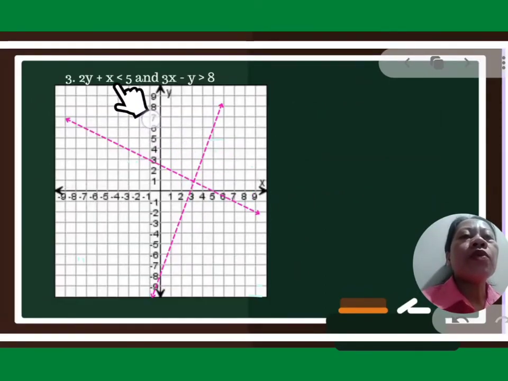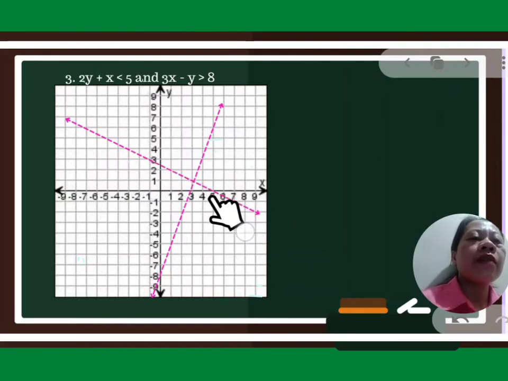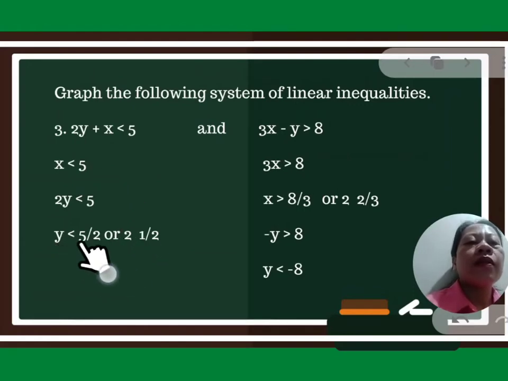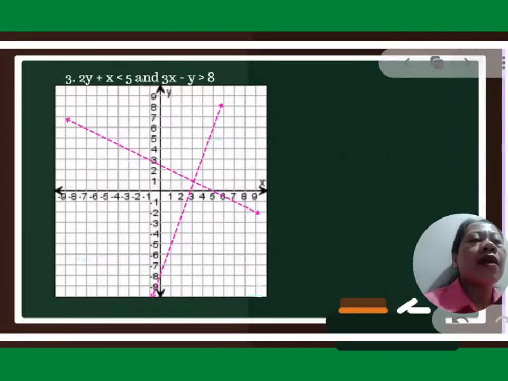Okay. Para po dito sa unang inequality na 2y plus x less than 5, ito po yung line. Okay, dumadaan sa may 5 sa x-intercept at sa 2 and 1/2 sa may y-axis dahil ayun po yung mga intercepts nung unang inequality. X is less than 5 and y is less than 2 and 1/2. Ayan. Dumadaan sa may 2 and 1/2 at saka sa 5 dito sa may x-axis. Sa y-axis sa may 2 and 1/2. And then, the line is broken kasi ang symbol ay less than.